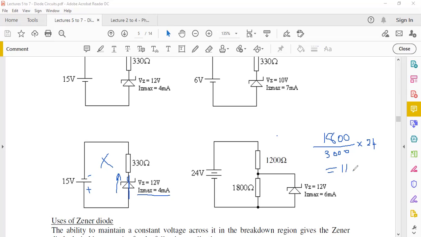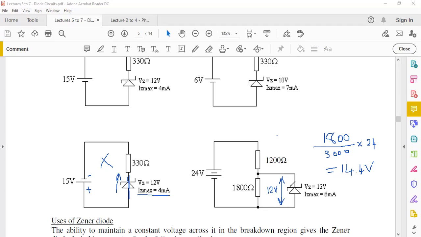Okay, so we get 14.4 volts. That's what you would get if there was no Zener diode. But now when you're trying to apply 14.4 volts across this Zener diode, it would limit, because you're exceeding the breakdown voltage, it's going to limit the voltage to 12 volts only. This is very important. So in the absence of a Zener diode here, you would get 14.4 volts across the 1800 ohm resistor, and the remaining one would appear across your 1200 ohm resistor.